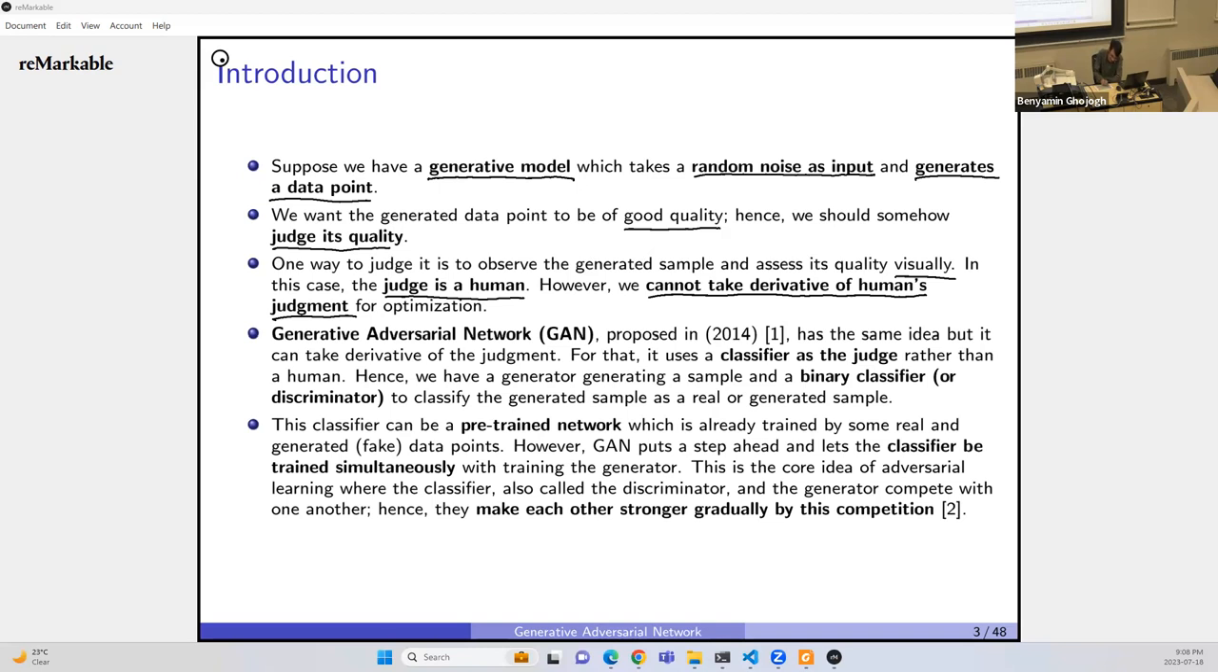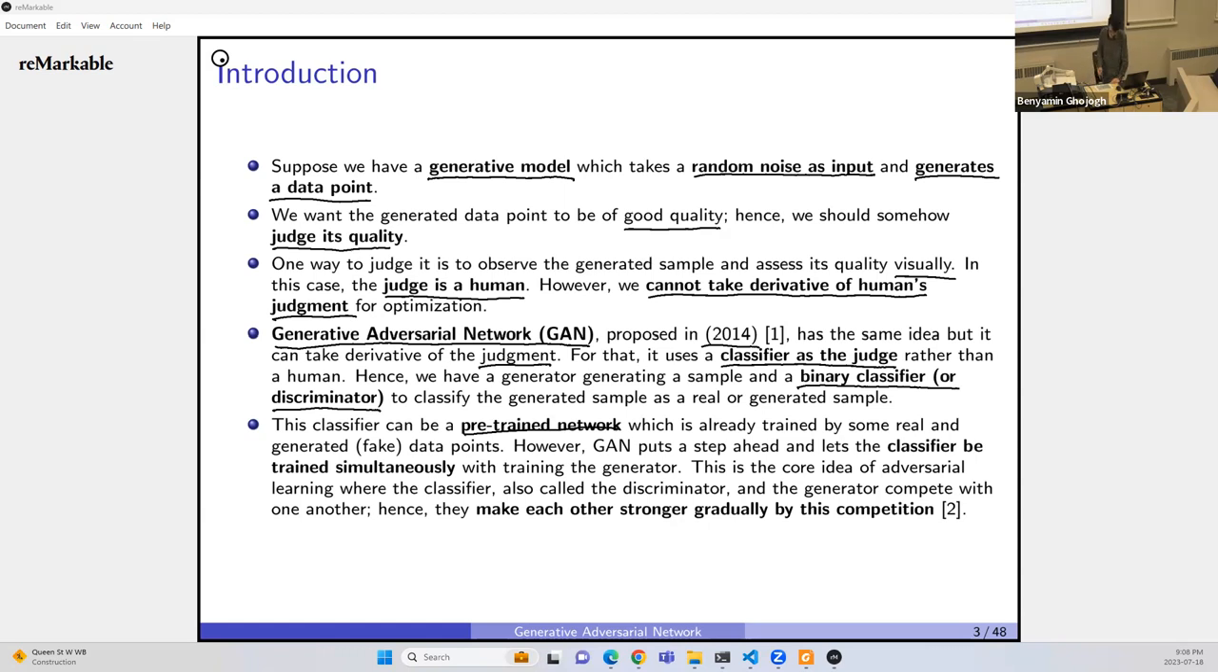Okay, so GAN, Generative Adversarial Network, was proposed in 2014, has the same idea, but it says rather than using human's judgment, let's use a classifier as a judge. Okay, a classifier. So we can have a binary classifier, also called discriminator, to classify whether it's a good generated point or not.